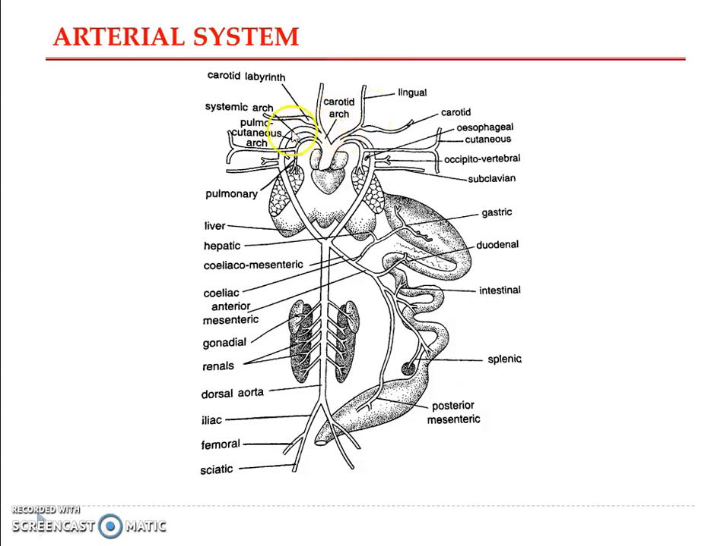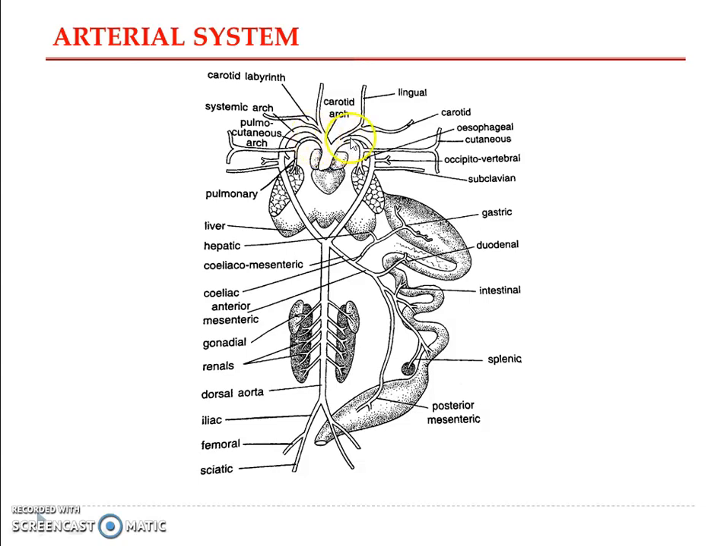Now, pulmocutaneous, you can see the pulmocutaneous. It gives off a very long branch. Here you can see this is the cutaneous, and then you have the pulmonary trunk. Okay. So you have these two, pulmonary as well as cutaneous, arising from the pulmocutaneous main arch.